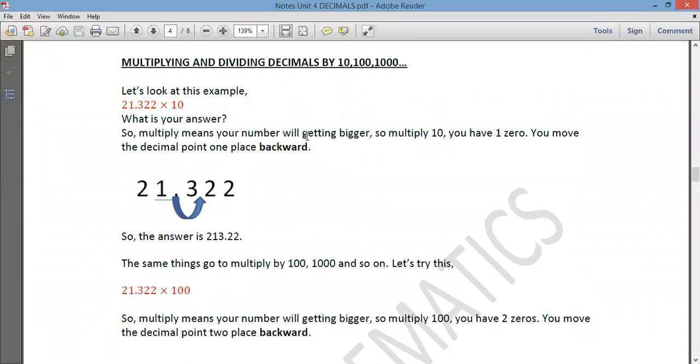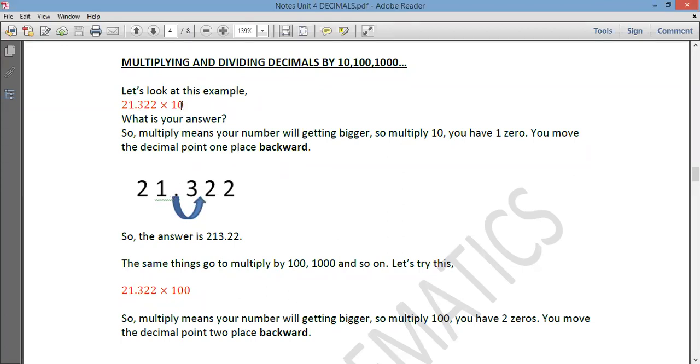Okay, this one, multiplying and dividing decimals by 10, 100, 1000, and so on. So look at this example: 21.322 times 10. When you multiply a number with decimals by 10, you can move the decimal point. When you multiply, your numbers will become bigger, so you have to move the decimal point one step backward.